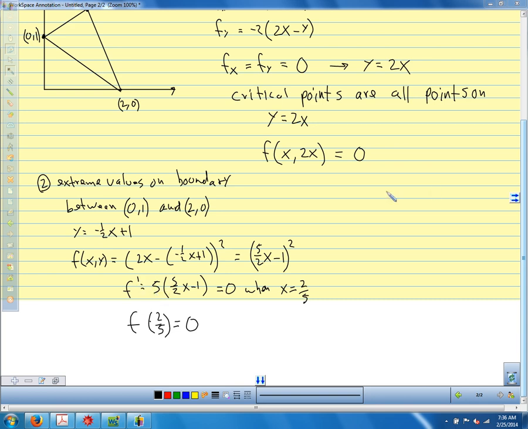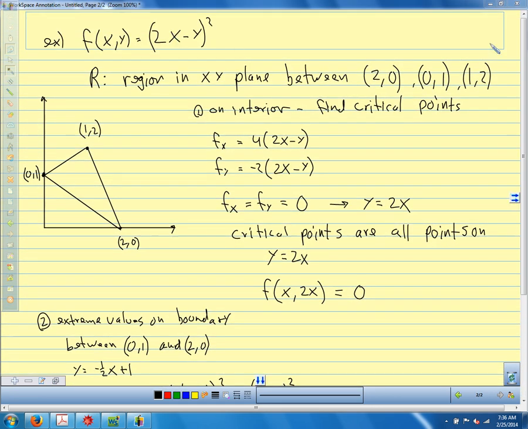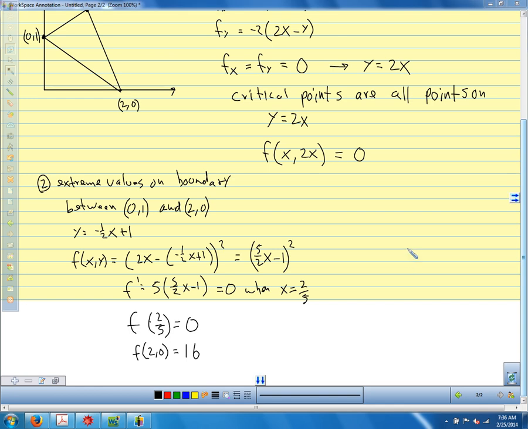So this endpoint is when x equals 0. I get f equals 0 at that endpoint. And I need to test this boundary, f of 2, 0, of that segment. When I substitute that in, I get 16 if I evaluate my function at 2, 0. So my minimum so far is 0, and my maximum is 16. Now I need to check another boundary. I have to do this 3 different times for each boundary.